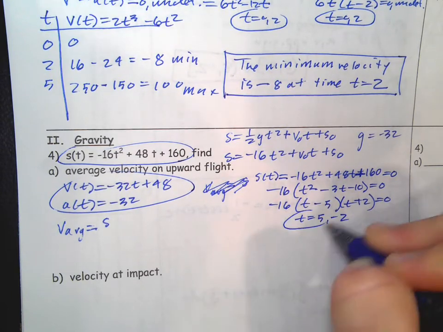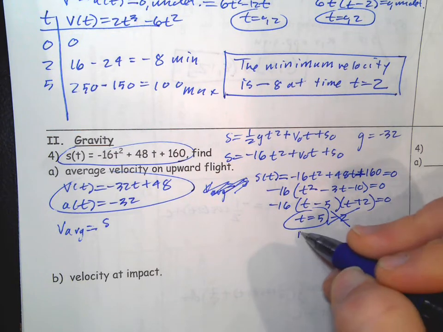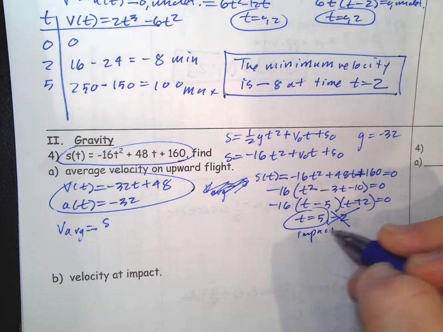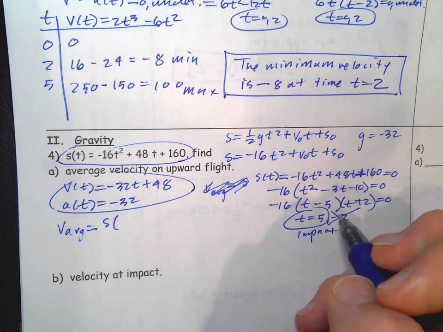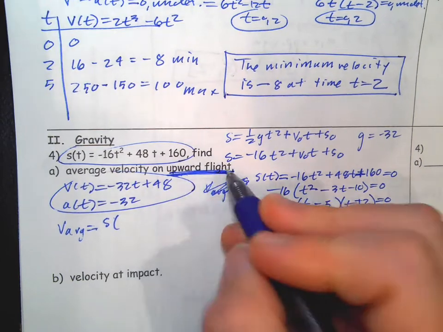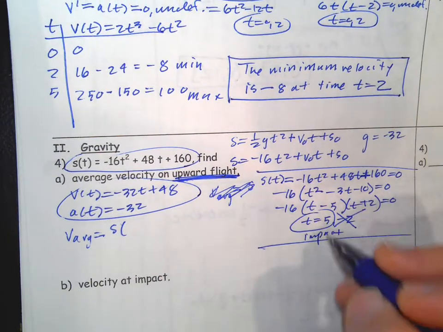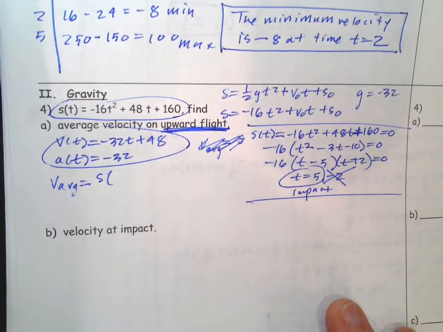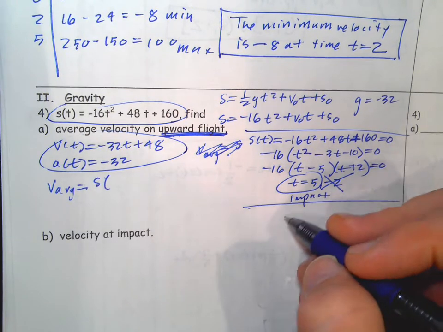Now, that's our time to impact. The negative is like going back in time. So this is time to impact. So for this equation, you know what? Actually, we didn't even need that yet. Upward flight, well, that's just up. That's from time 0 to the critical point. So we'll probably use this at some point. And part B right away says impact. And we'll need it for endpoints on part C.